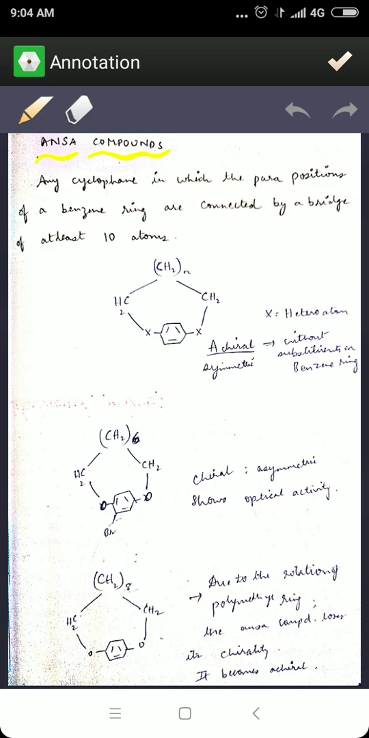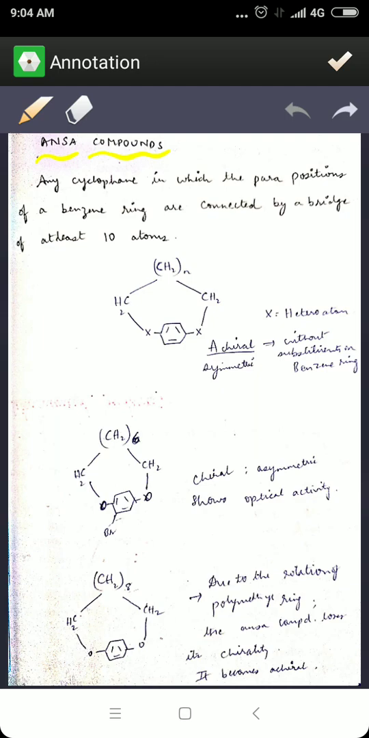Any cyclophane in which the para positions of a benzene ring are connected by a bridge of at least 10 atoms is known as an ANSA compound. Here N can be less than 7 or more than 7. It can also be equal to 10, or 10, 11, 12 and so on. But at a minimum, it is going to have N as 6. So they are called ANSA compounds.